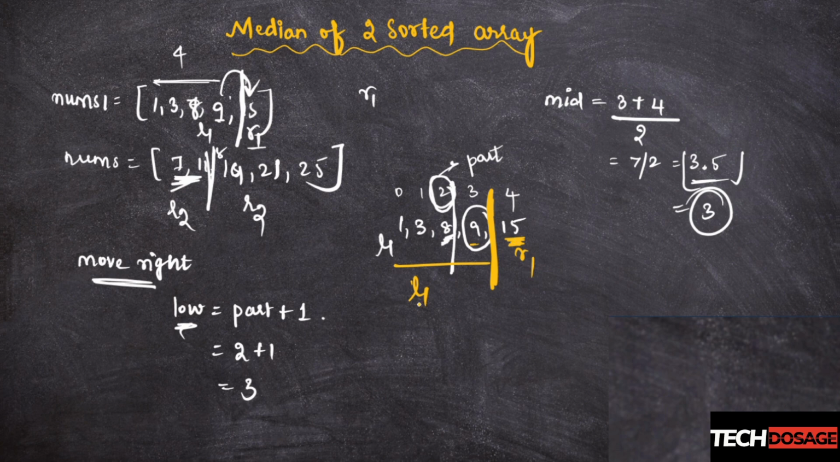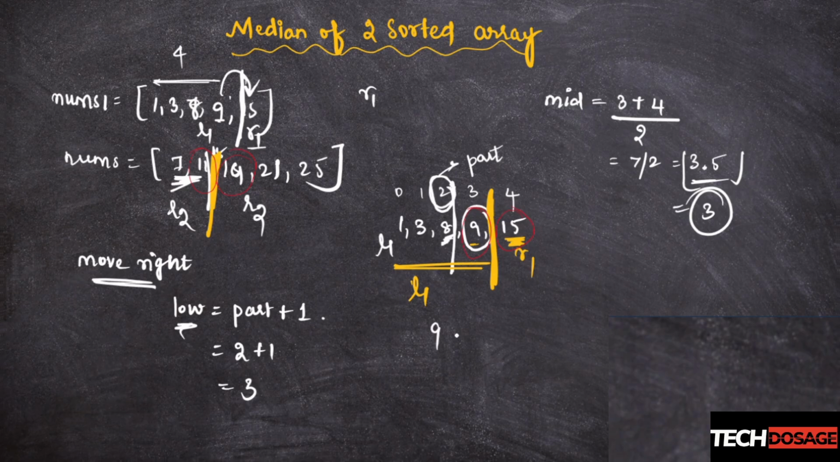Okay, let me check. So I have 4 elements from the first array. Now I want 2 more elements. I'll take that from the second array. So mark the boundary elements. Now this 9 is the boundary element. This 15 is the boundary element. This 11 is the boundary element. And this 19 is the boundary element. Now check.